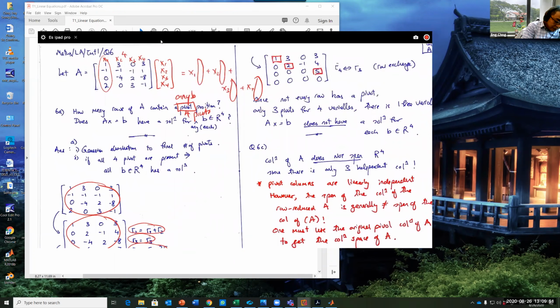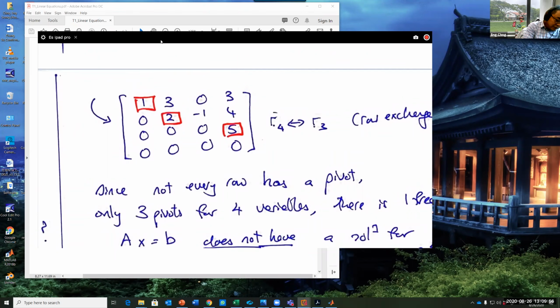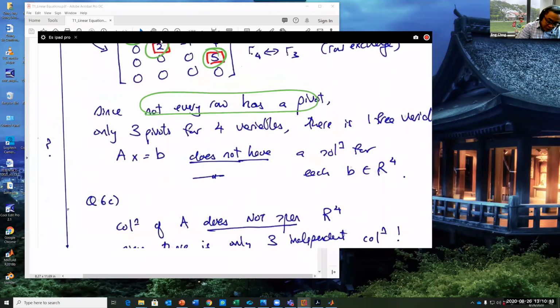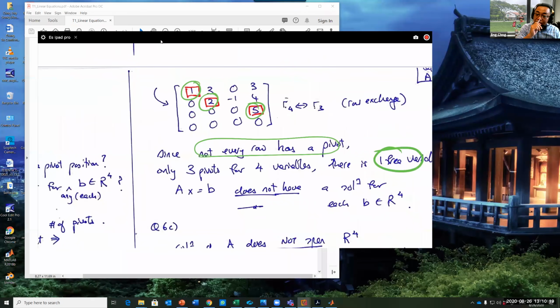On the right hand side. Okay. So immediately it's obvious to us that there are only 3 pivots. So we have 3 pivots, 4 variables. So what happened? Not every row has a pivot. Therefore, there are 3 pivots and 1 free variable. So what it means is that, well, if we don't understand, we'll just say that because there are no 4 pivots, therefore Ax equals B does not have a solution for every B.